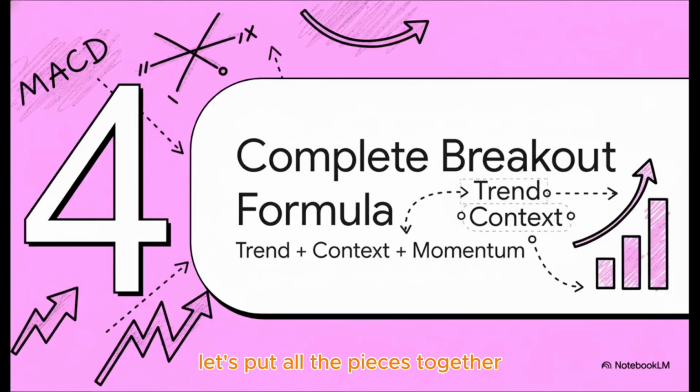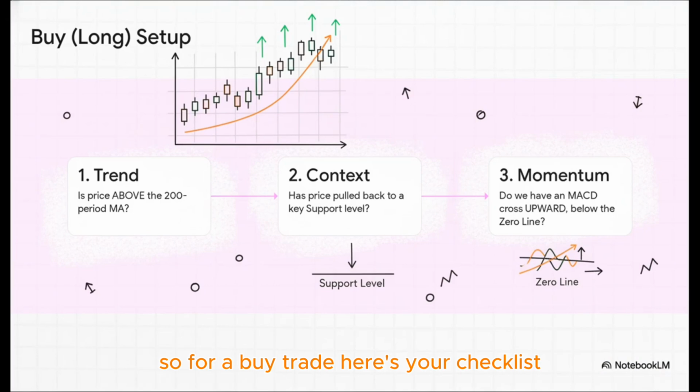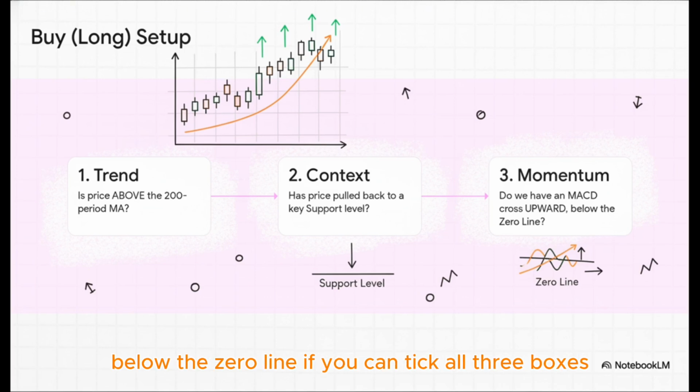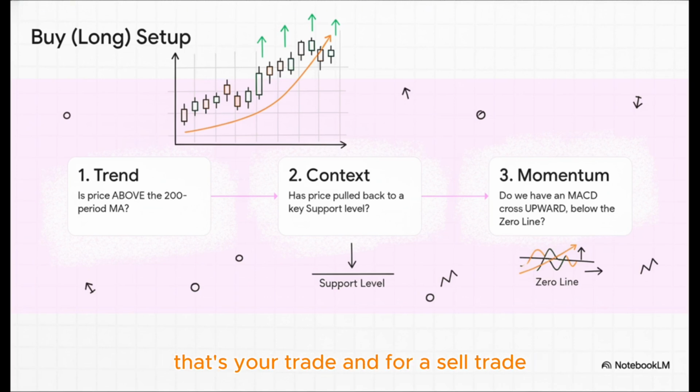Okay, you ready? Let's put all the pieces together. This is the complete formula. Trend plus context plus momentum. A simple three-step checklist. So for a buy trade, here's your checklist. Step 1, trend. Is price above the 200 MA? Yes? Good. Step 2, context. Has the price pulled back to one of our key support levels? Yes? Great. Step 3, momentum. Do we now get that MACD crossover to the upside below the zero line? If you can tick all 3 boxes, that's your trade.